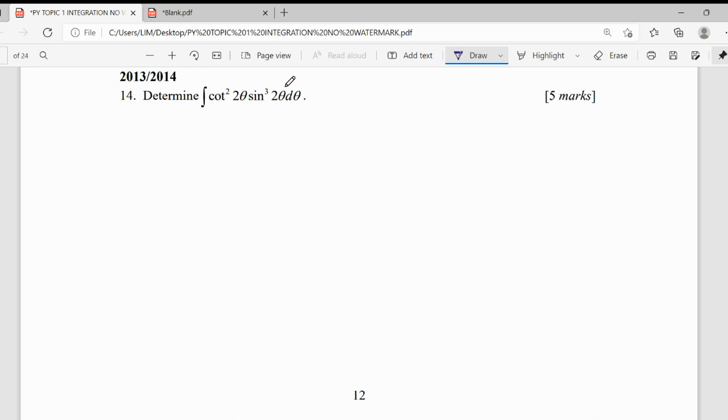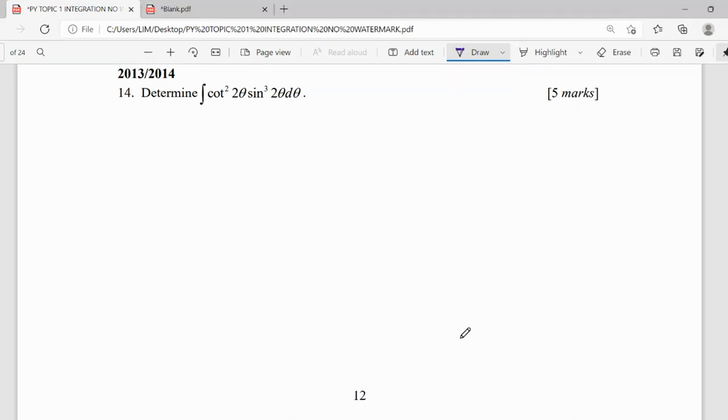We can simplify first because we can see cotangent. They have the same angle, which is 2 theta, so we can simplify our trigo. For cotangent, we express it as cos over sine. So when we have square, it means cos square 2 theta over sine square 2 theta, and then times sine cube 2 theta. Since we are integrating with respect to theta, here is d theta.